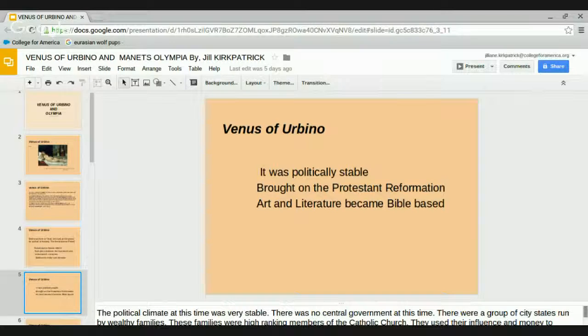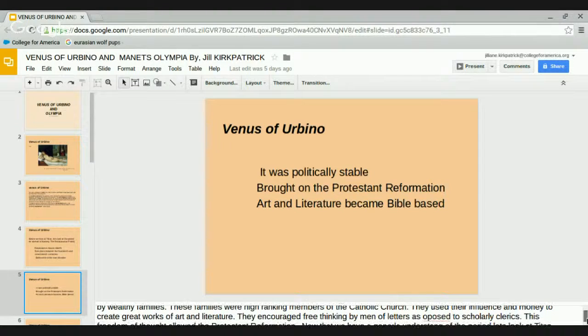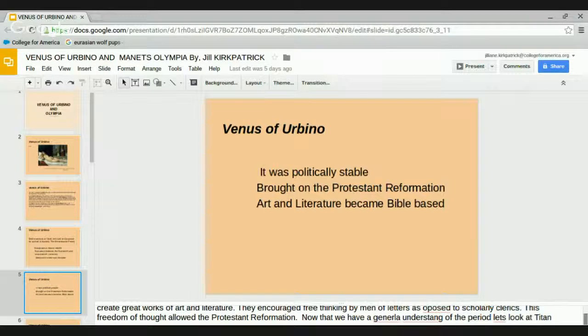The political climate at this time was very stable. There was no central government. There were a group of city-states run by wealthy families. These families were high-ranking members of the Catholic Church. They used their influence and money to create great works of art and literature. They encouraged free thinking by men of letters as opposed to scholarly clerics. This freedom of thought allowed the Protestant Reformation. Now that we have a general understanding of the period, let's look at Titian.